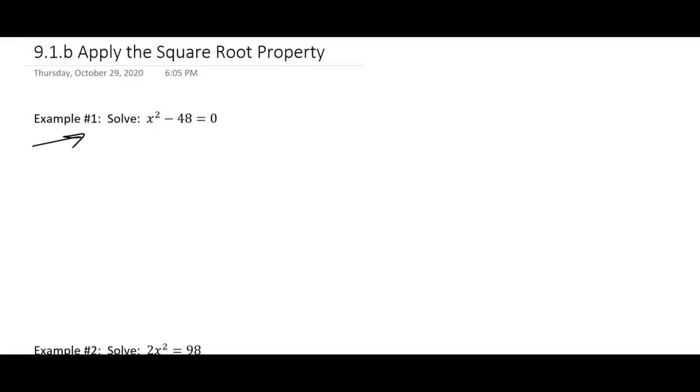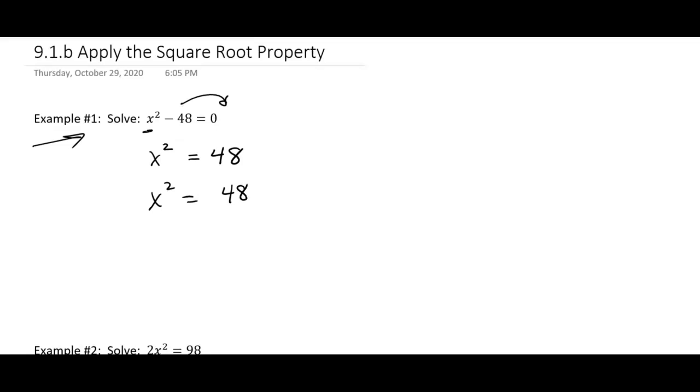So the thing to do is to get the x squared part by itself. So you want to get that 48 on the other side, which is kind of the opposite of what we were doing before with factoring, right? Before we were setting things to 0. Now we're not. We're trying to get the x squared part by itself. Then I'm going to apply the square root. So I usually just, let me rewrite it.